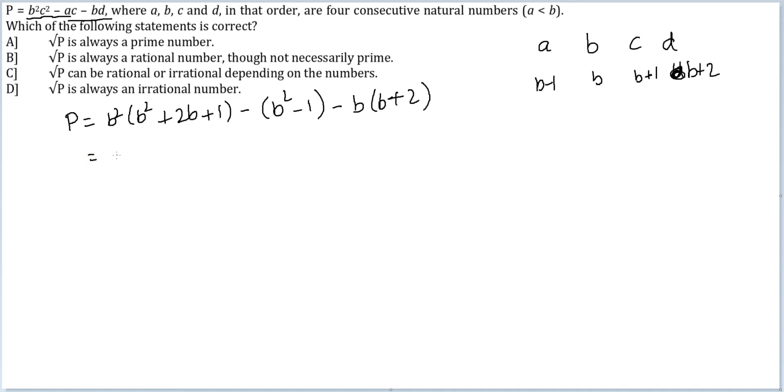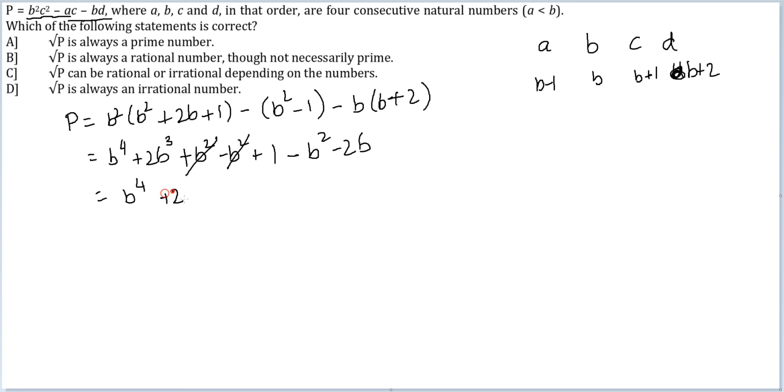Let me expand this further. I will get B raised to the power 4 plus 2B cube plus B square minus B square plus 1 minus B square minus 2B. So this B square and this B square cancels. The final expression I'm getting is B raised to the power 4 plus 2B cube minus B square minus 2B, and finally plus 1. This is the expression that I'm getting.